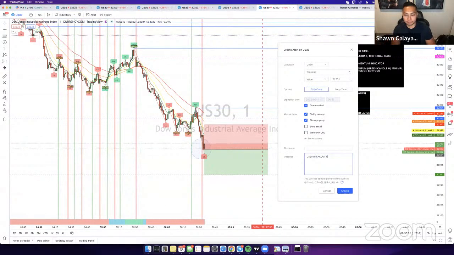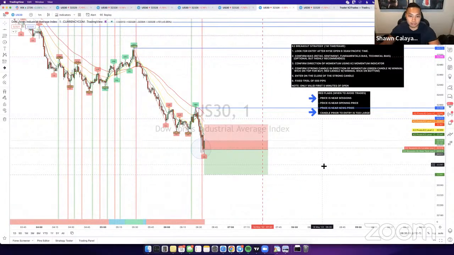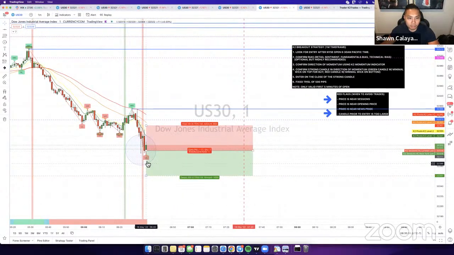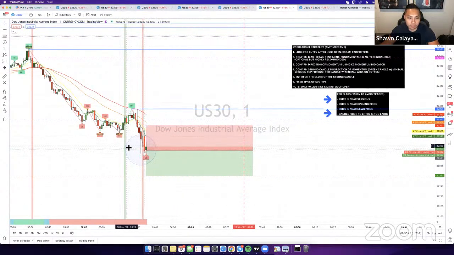We'll follow it, but take it at your own risk. It's not one that I recommend taking, because it's literally right at the sessions. If it broke below here, maybe, but it's literally right at the session. So I wouldn't consider it a good trade at all. Right there.